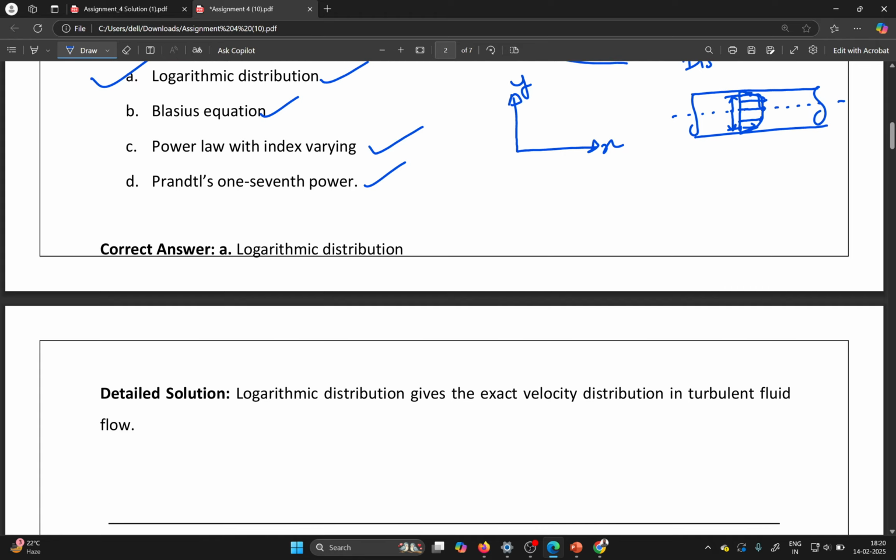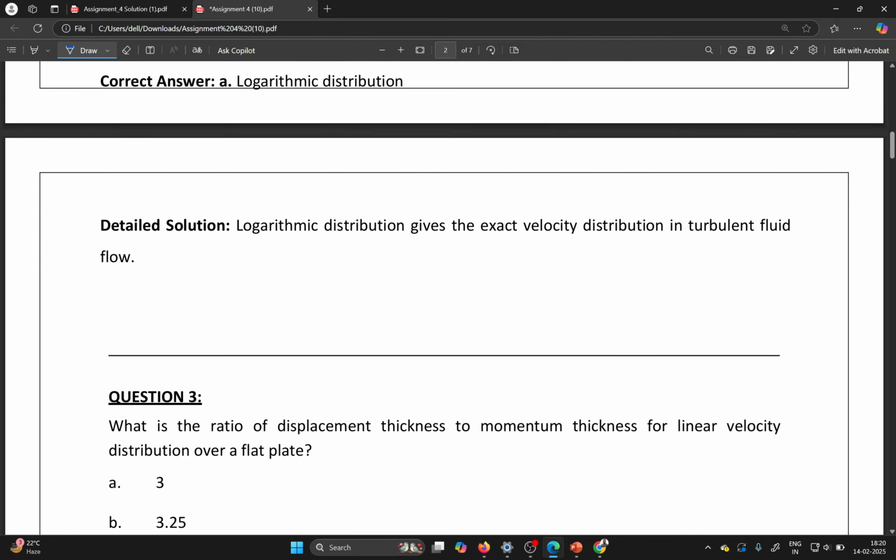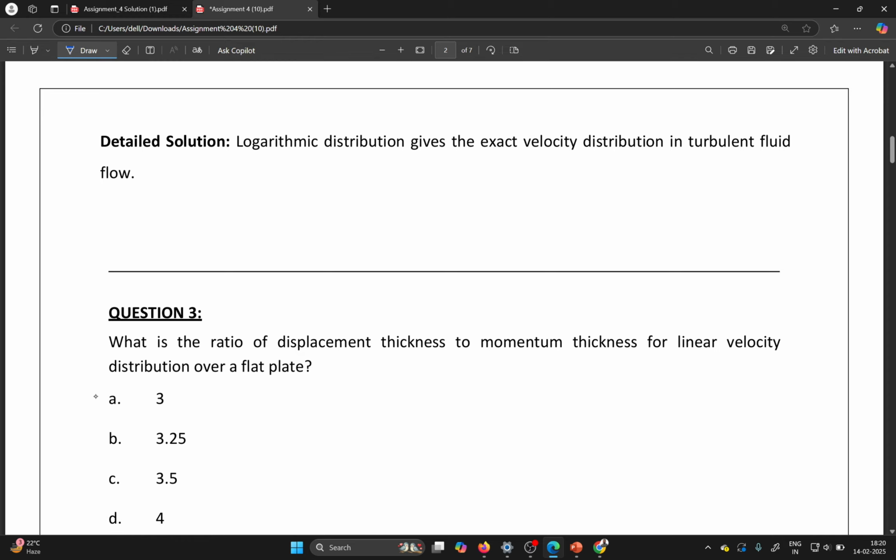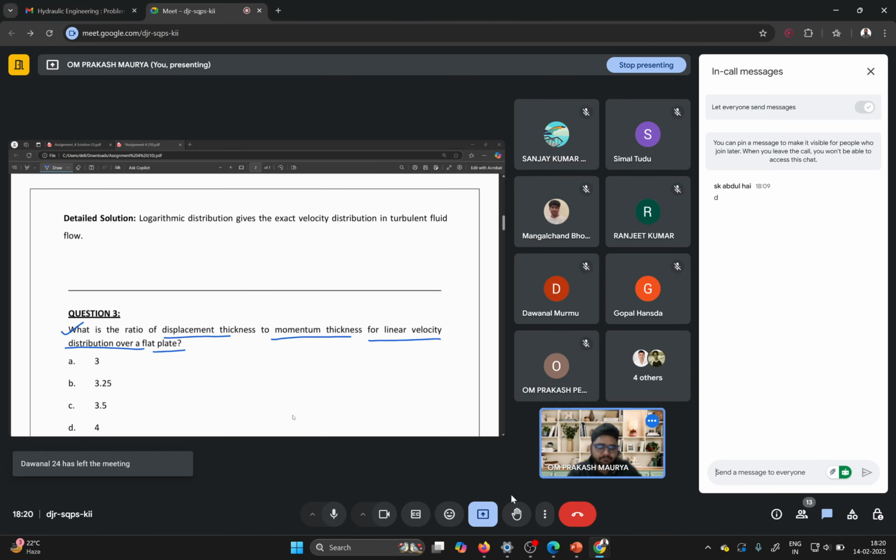Next question is: what is the ratio of displacement thickness to momentum thickness for a linear velocity distribution over a flat plane? Here you need to calculate the displacement thickness to momentum thickness ratio for a linear velocity distribution over a flat plane. Everyone please try to calculate for question number 3. You have 5 minutes.